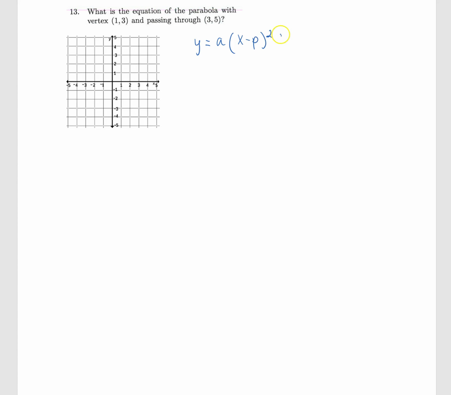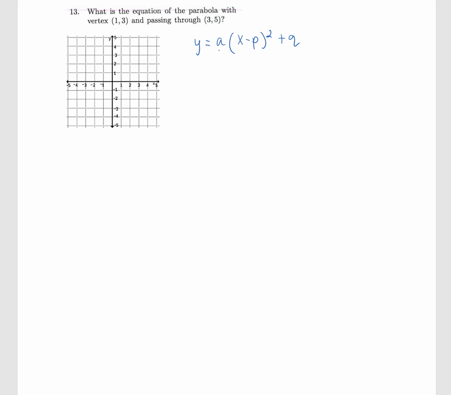And if we remember from our notes, q corresponds to a shift up or down, p corresponds to a shift left or right, and a corresponds to a vertical expansion or compression. So let's see what's happened to the vertex of our parabola.